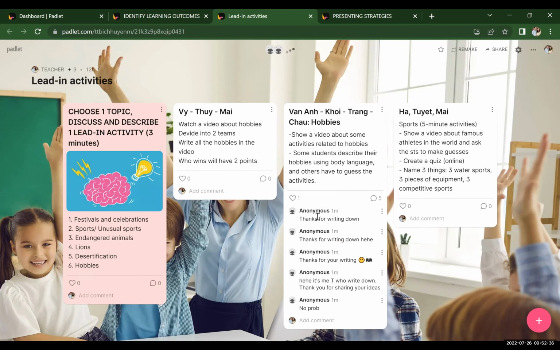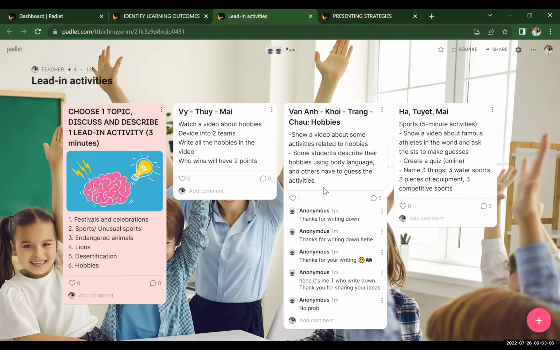Now let's have a look at hobbies again for Vân Anh, Khôi, Trang, and Châu. Show a video about activity related to hobby. Some students describe their hobby using body language, and others have to guess the activity. So you mean that there will be 2 activities, or one activity but divided into 2 rounds? No, these are 2 different activities.